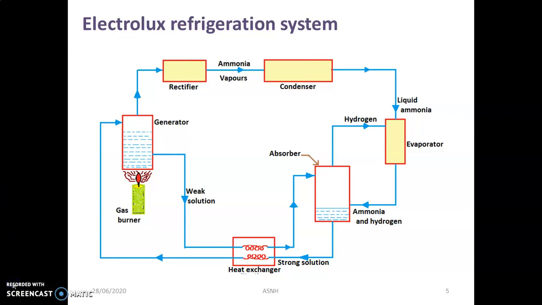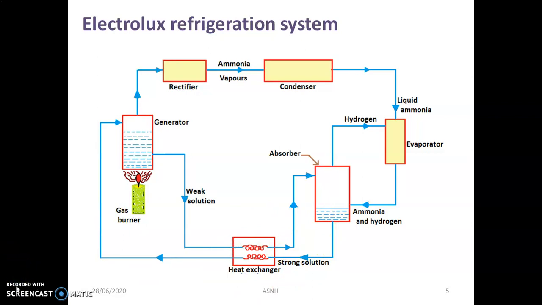Most of the components of the Electrolux refrigeration system are the same as those of the vapor absorption refrigeration system. It requires a generator, rectifier, condenser, evaporator, absorber, and the main speciality of the Electrolux refrigeration system is the heat exchanger.